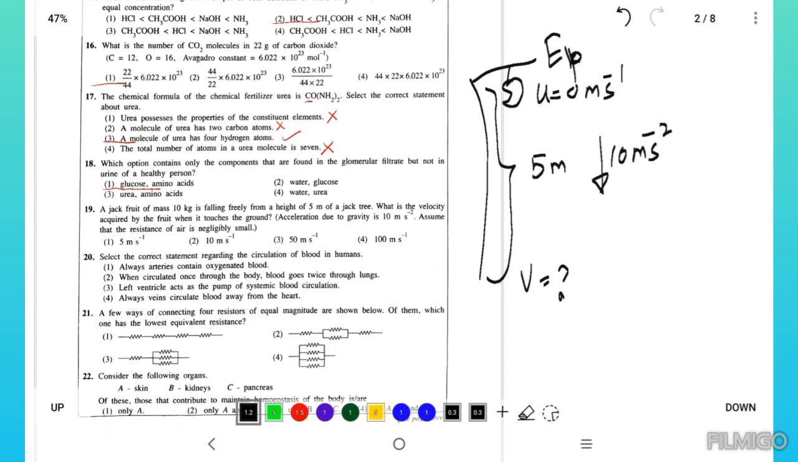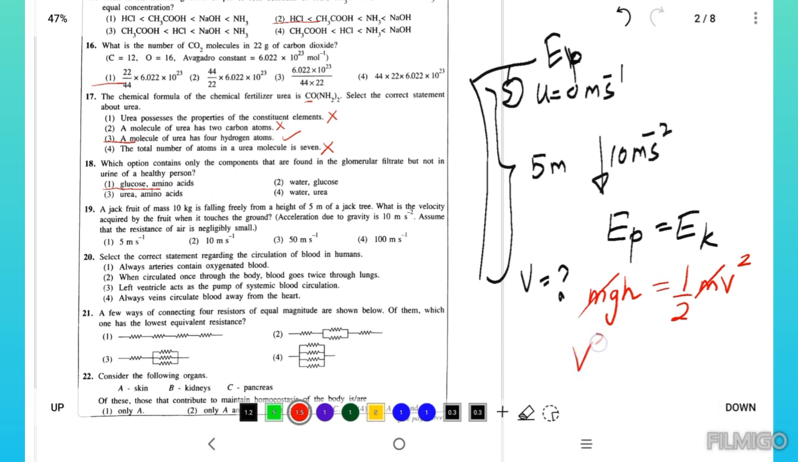When it is attached to the tree, it has potential energy. Right? When it falls, what happens? This potential energy completely converts into kinetic energy. Therefore, EP equals EK. What is the formula of EP? Potential energy is equal to mgh. And how can we find the kinetic energy? Kinetic energy is equal to half mv squared. You can see m is common, so we can remove that. Then v squared is equal to 2gh. Then to find v, we have to take the square root. v is equal to the square root of 2gh.